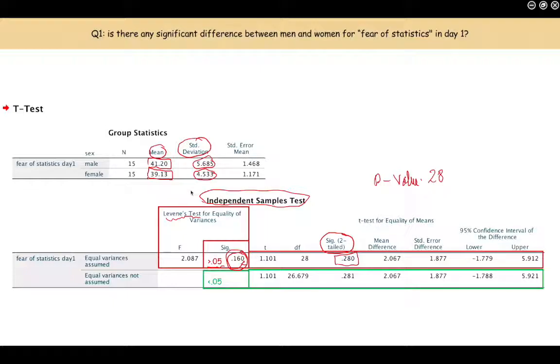for comparing male and female fear of statistics on the first day. We can report in our paper or article that the study found no statistically significant difference between men and women. At that point we can also put the mean and the standard deviation of both genders, and state that there was no significant difference in fear of statistics on the first day, reporting the p-value here also.